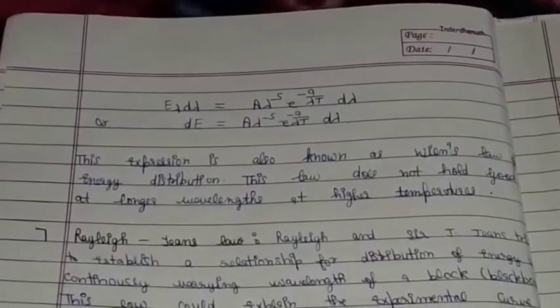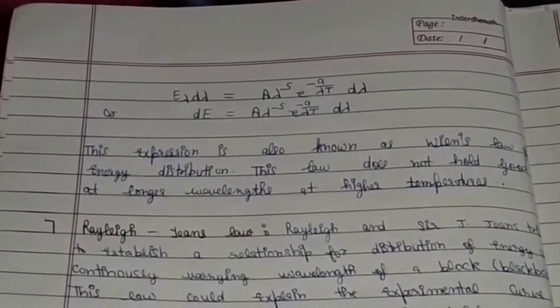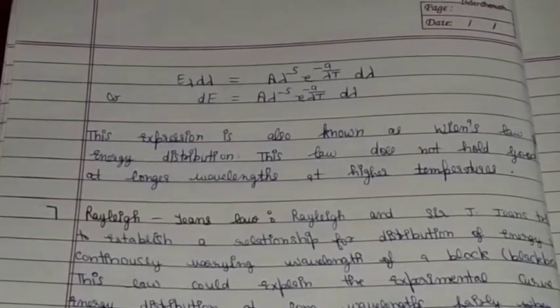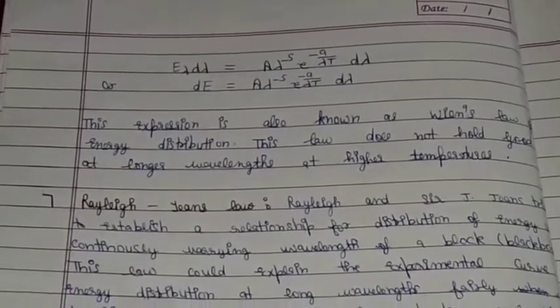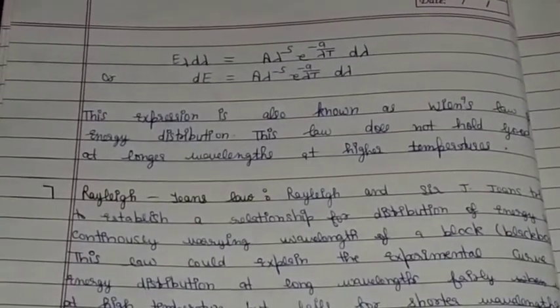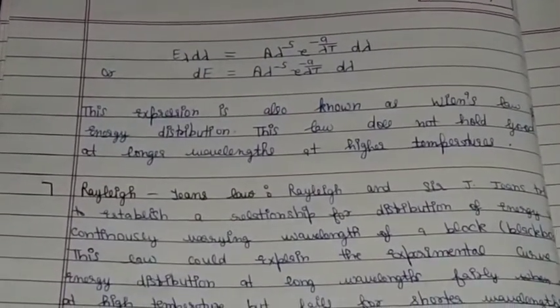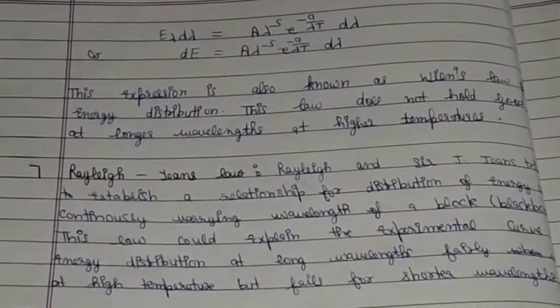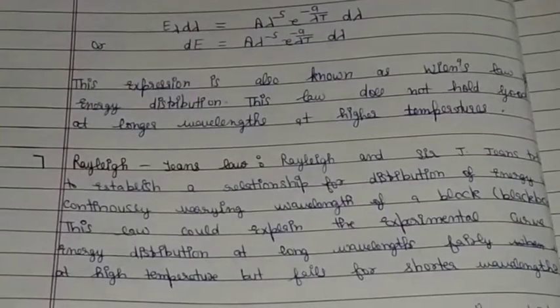E lambda d lambda is equal to A lambda raised to power minus 5 times e raised to power minus a by lambda T d lambda. This expression is also known as Wien's law of energy distribution. This law does not hold good at longer wavelengths at higher temperatures.